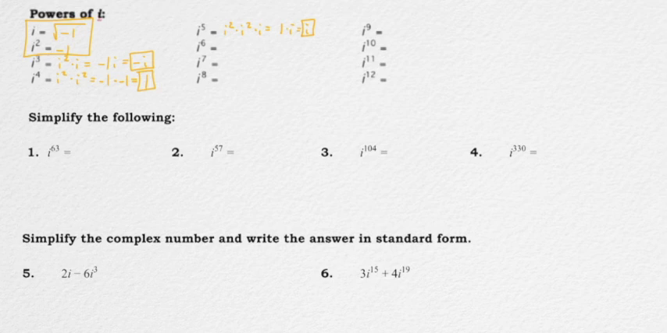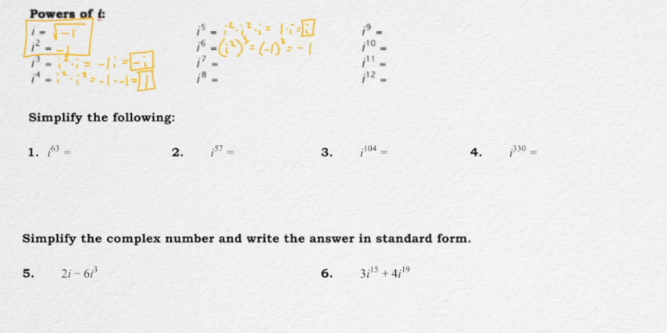Alright, i to the sixth, I'm going to do this a little bit different. I'm still going to use just i squared, but instead of multiplying by a bunch of different things, I'm going to think of it this way. i squared to the third power. Because now it's really simple. i squared is just -1 to the third power. Well, a negative to an odd power stays negative, so that's just -1.